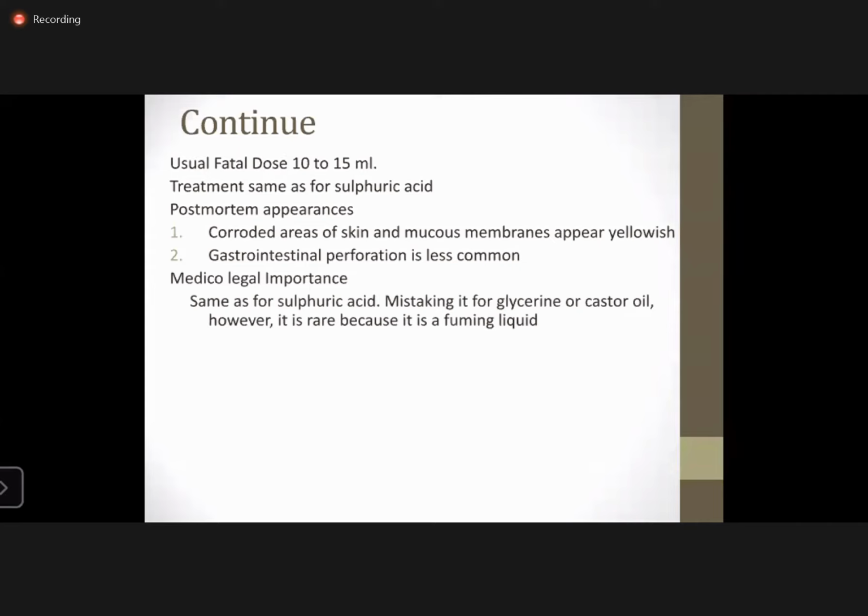For appearance, you can see the red areas of the mucous membrane are yellowish, and perforation is less. Medicolegal is the same as sulfuric acid; mistaking it for glycerol is rare. Again, it is very fuming and very difficult to ingest or to give, even for a homicidal purpose.